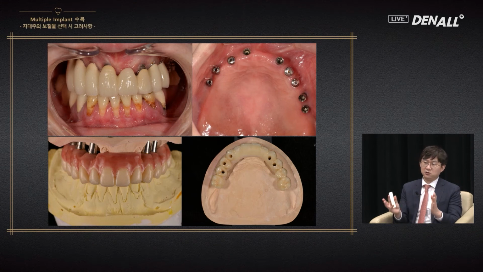In quadrant 1 and quadrant 2, the direction is quite diverged. For the prosthesis, multi-unit abutments can be used for 30 degrees of inclination, and only usable implants are selected, and a screw-type prosthesis can be used for ease of maintenance. So I use the multi-unit abutments in this type of case.